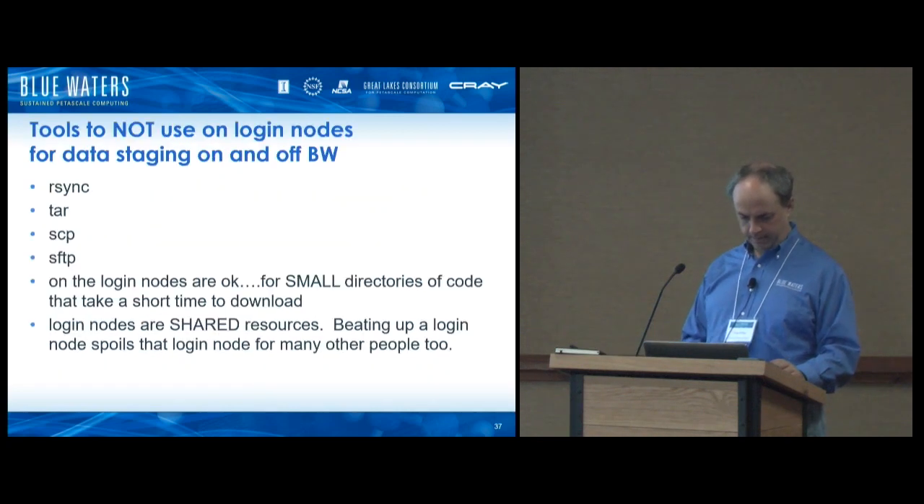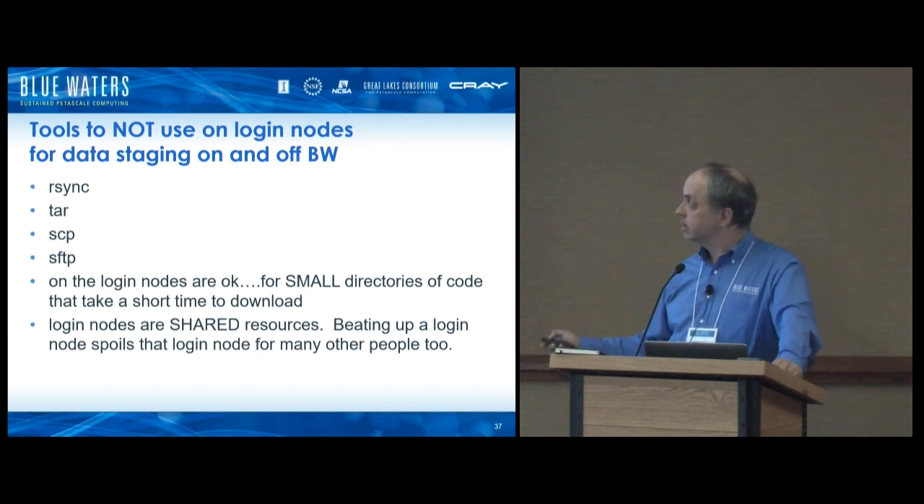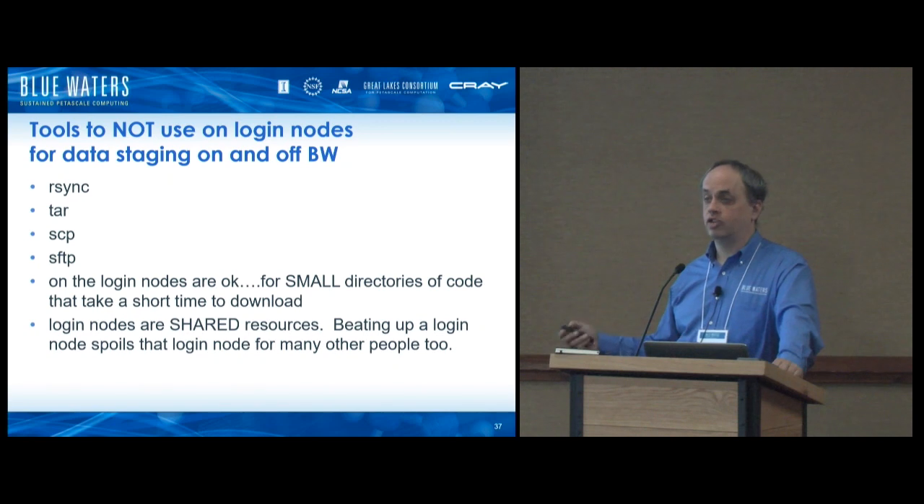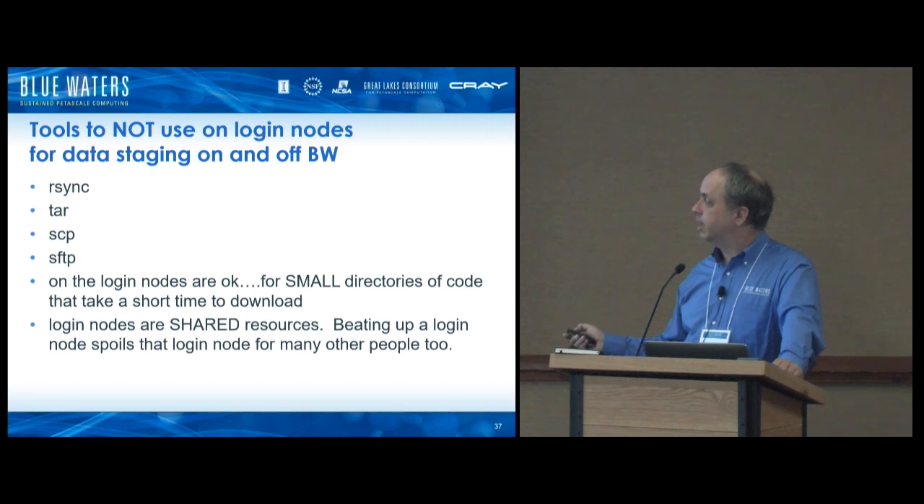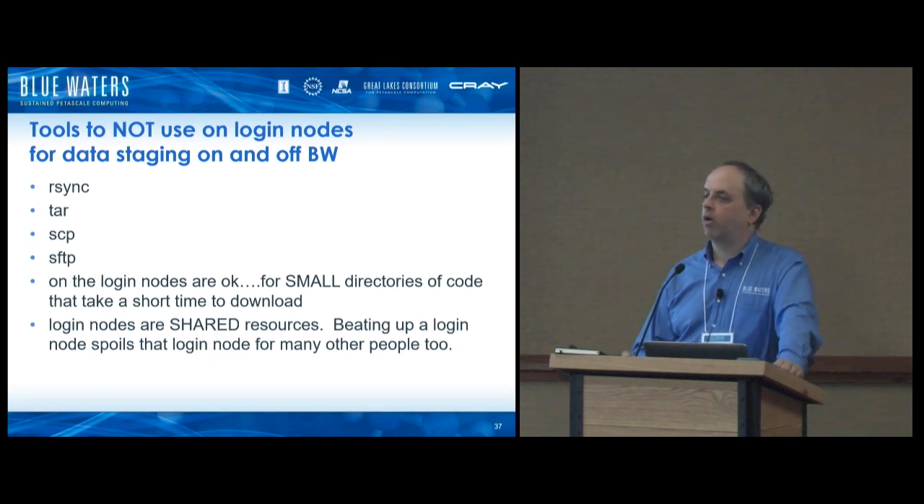So, tools to not use for moving things: rsync especially. Now tar is great to use in a job, but if you use it on the head nodes, it's going to bog things down. SCP and SFTP are fine for moving things if you're pulling down source code, or even a small data directory, like, I don't know, less than a few gigabytes or something.